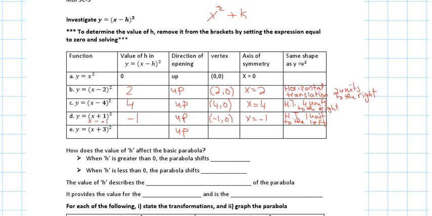And for the last one, h is -3. The vertex is (-3, 0), and x equals -3. It's a horizontal translation, 3 units to the left.